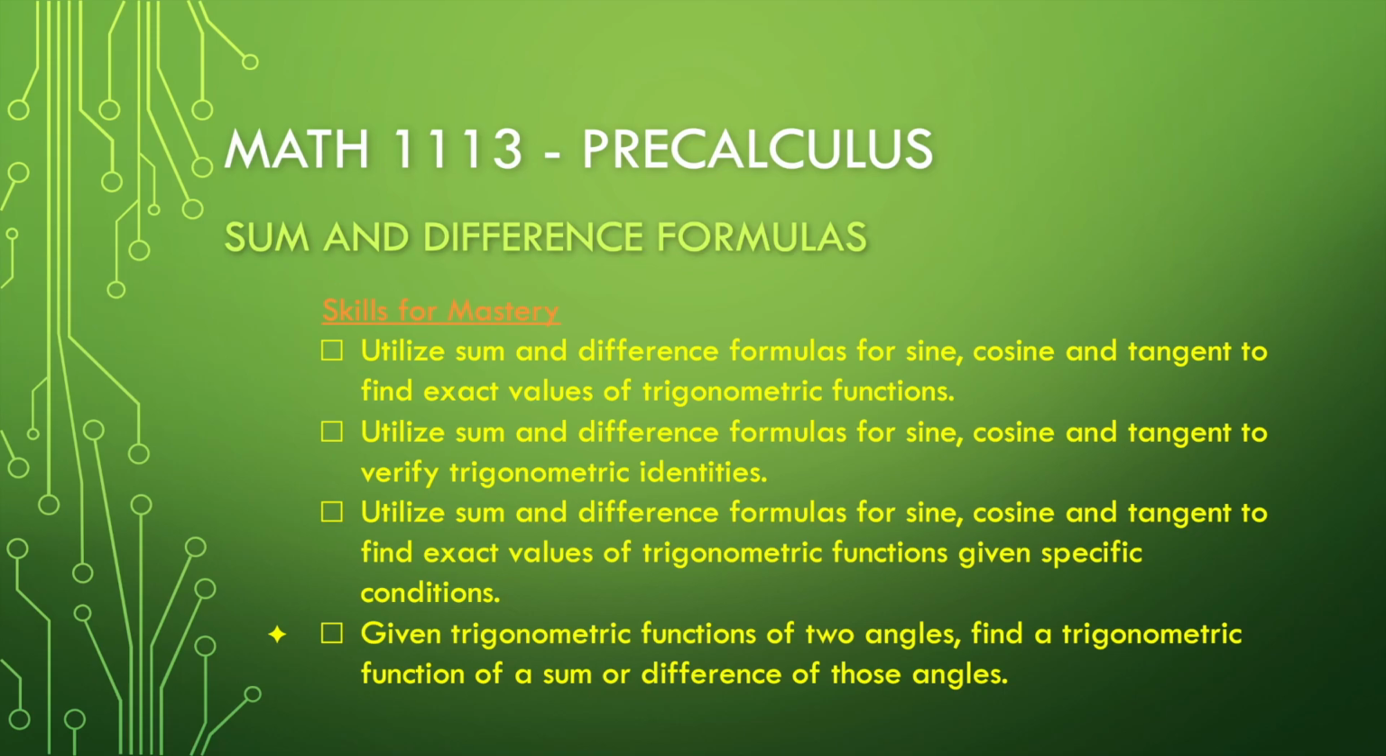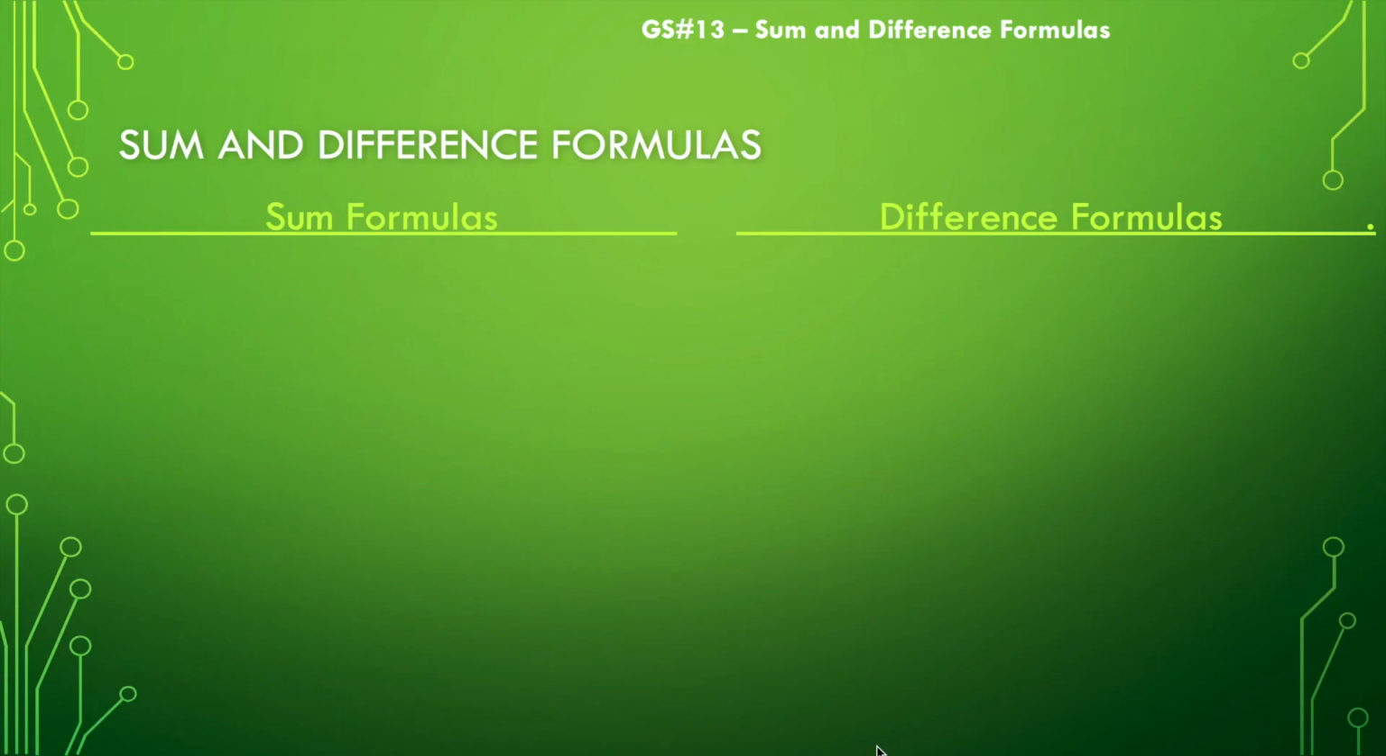So let's jump in. We will see that the sum formulas and difference formulas are similar, but they will differ in terms of their signs, S-I-G-N-S. So let's look at the sum formula. If you have the sine of a sum of two angle measures, then we can calculate that by the sine of the first angle measure times the cosine of the second angle measure plus the cosine of the first angle measure times the sine of the second angle measure.